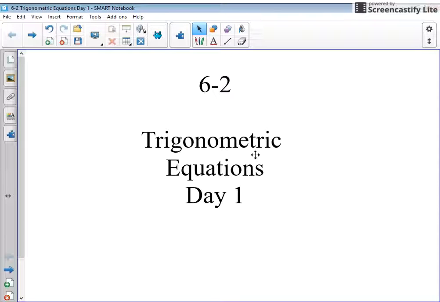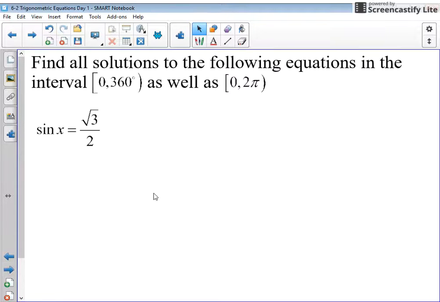Hello there. I'm going to give you some notes over some trigonometric equations. This is section 6.2, which is actually a continuation of some things that we had been doing last week. So let's just go ahead and get started.